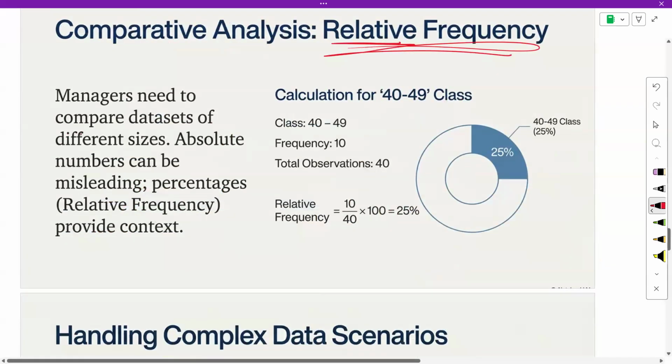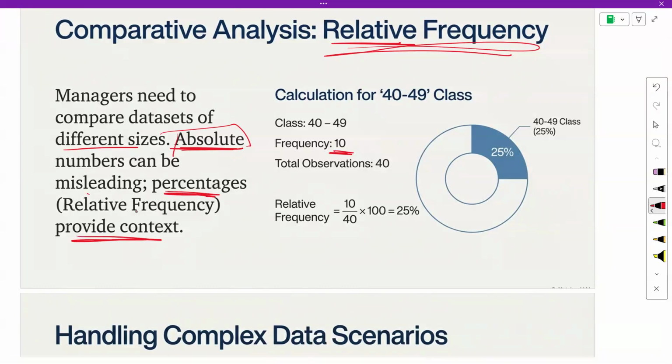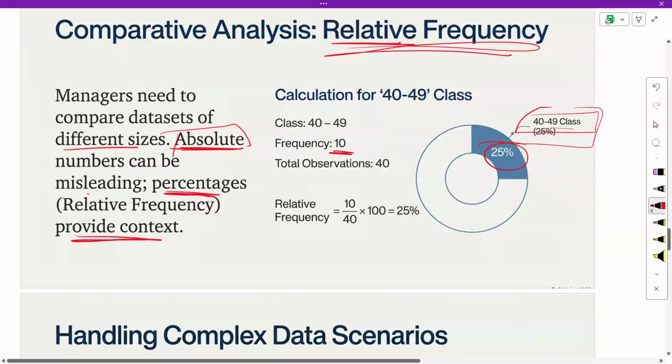Managers need to compare data sets of different sizes. Absolute numbers mean we take only 10 for the class 10. We are not comparing, we are not relating the number. That's why it's called absolute. Absolute numbers can be misleading. Percentage provides context. Rather than saying 10 observations or 14 observations in that class, we say 25%, or one quarter of the observations fall in this class. So it gives more insight.